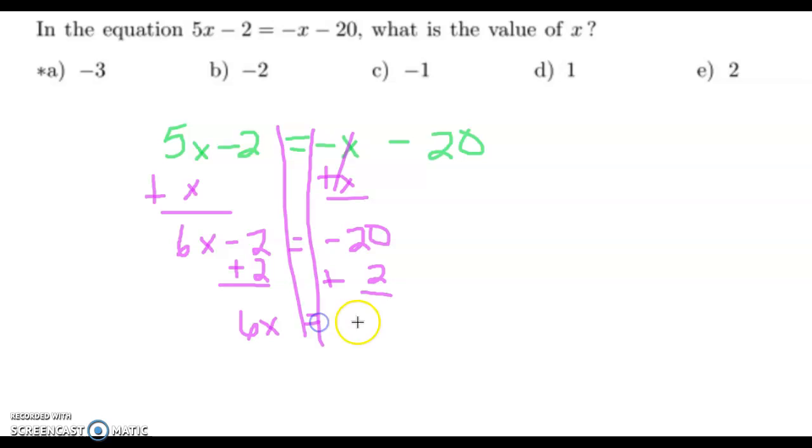6x equals negative 20 plus 2. I have more negatives than positives, so my answer is negative. And I have 18 more negatives than positives. I then divide both sides by 6, and I get x equals negative 3, which is one solution.